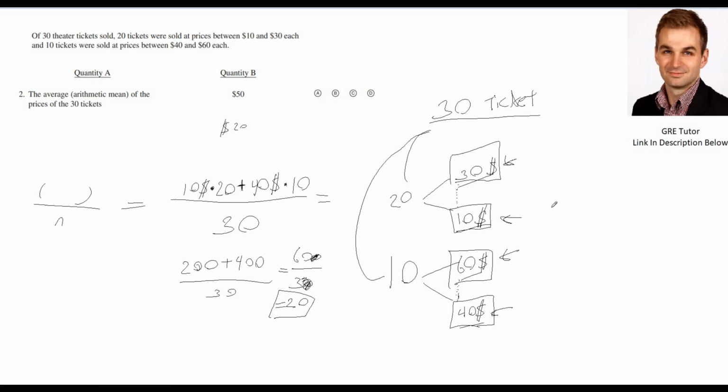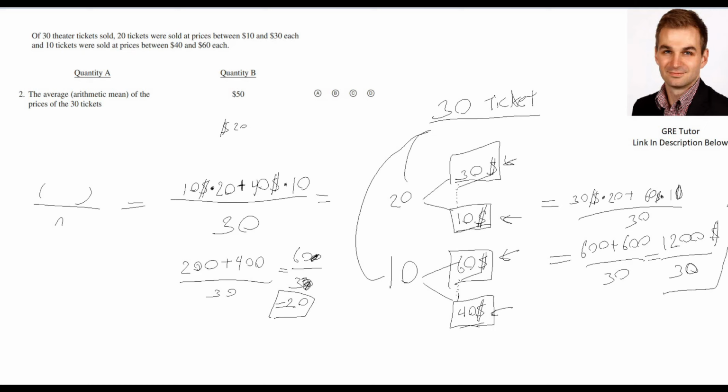Alright, so we set up our average. I'll set it up over here this time. This is going to be equal to $30 times 20 plus 10 right here, times $60, all of that over the number of tickets sold, which is, again, 30. So we get 30 in the bottom still. 30 times 20 is 600. 60 times 10 is, again, 600. So this is going to be equal to $1,200 total for 30 tickets.